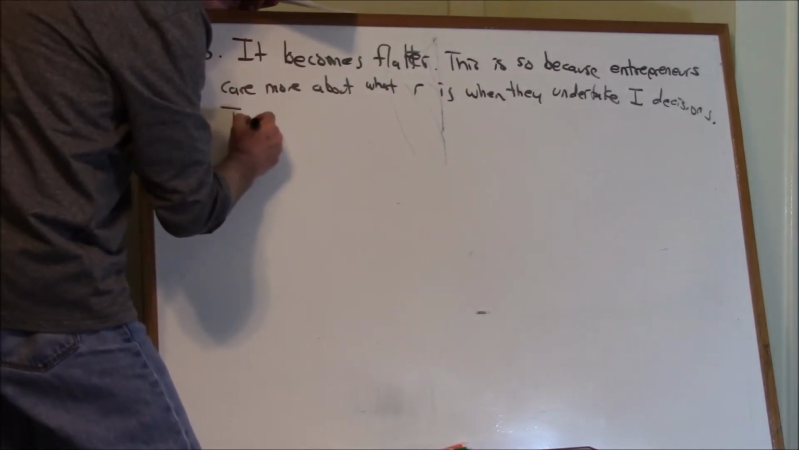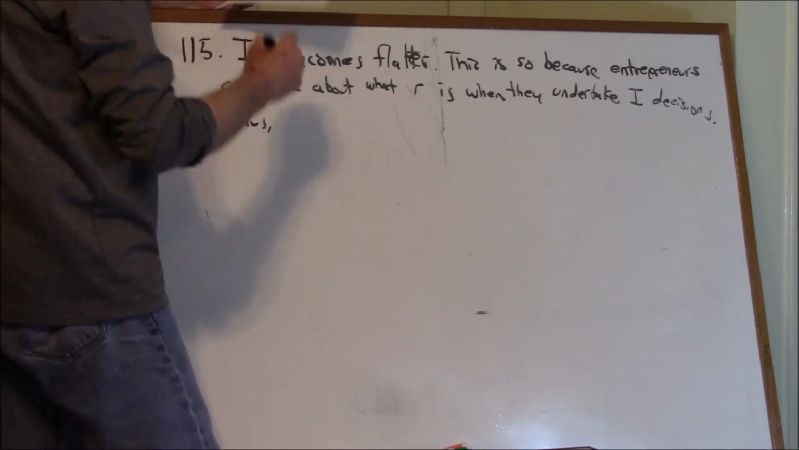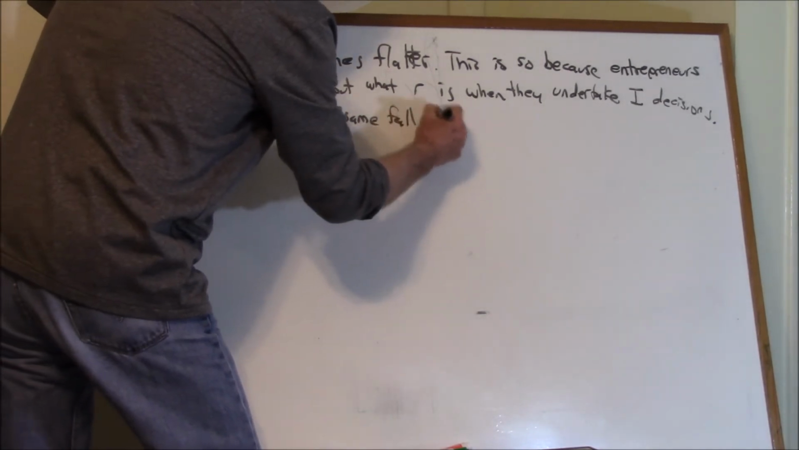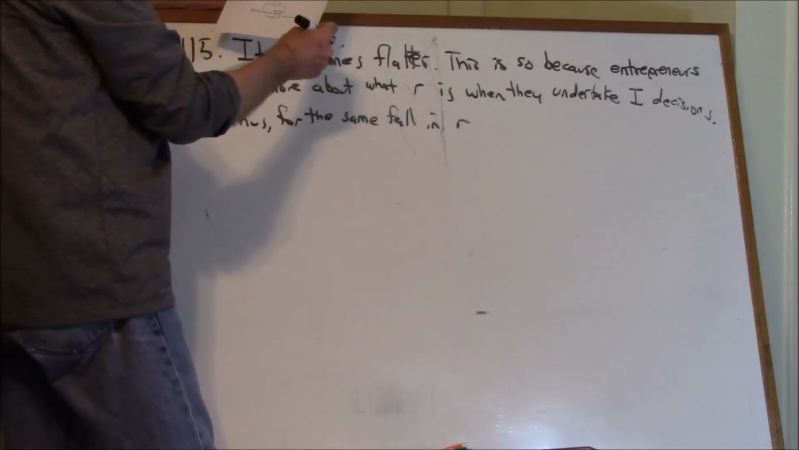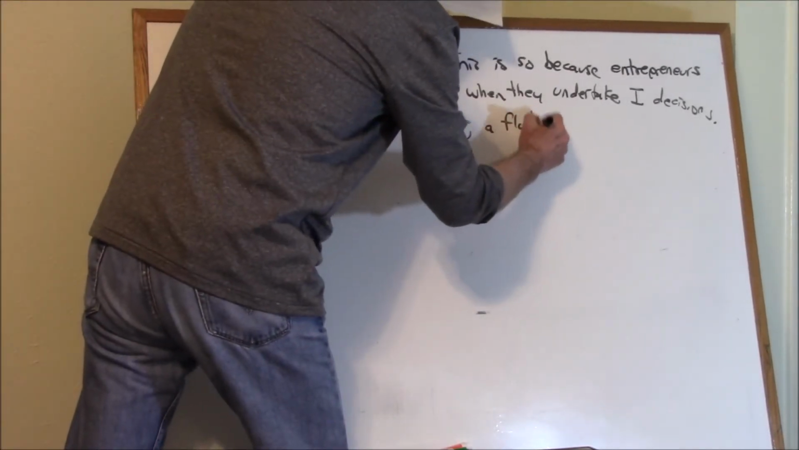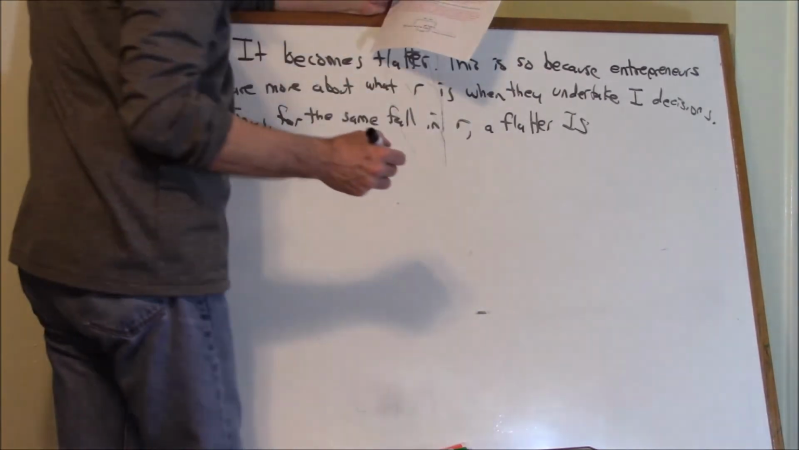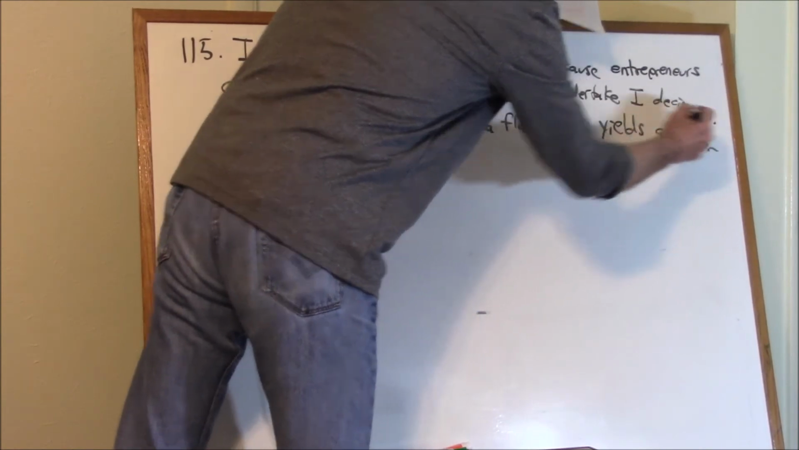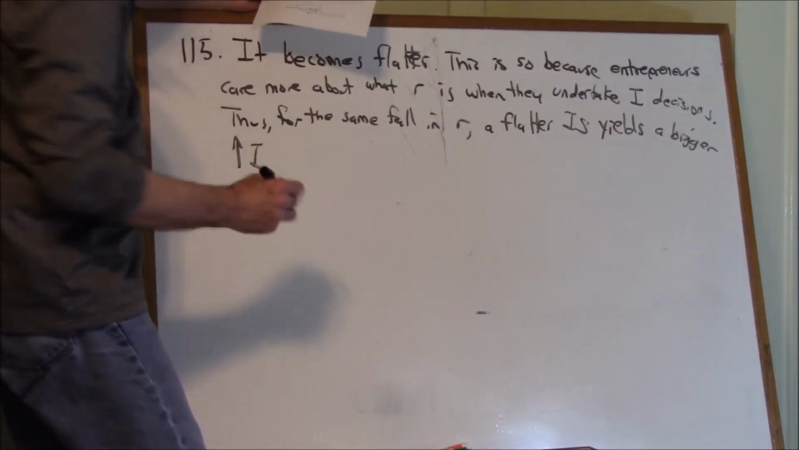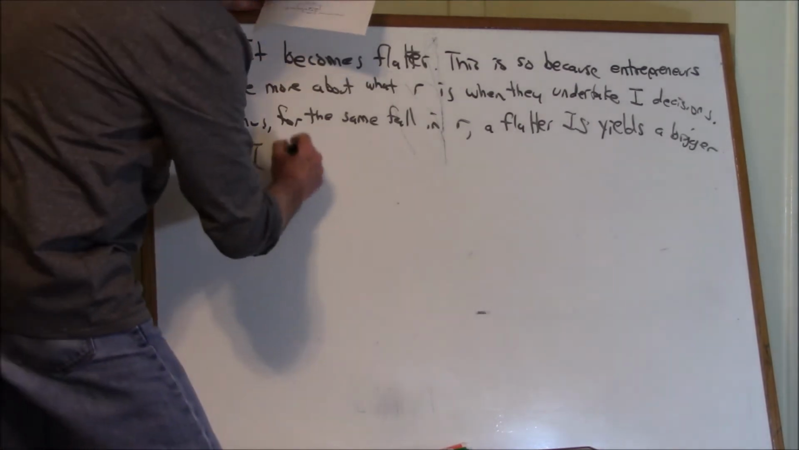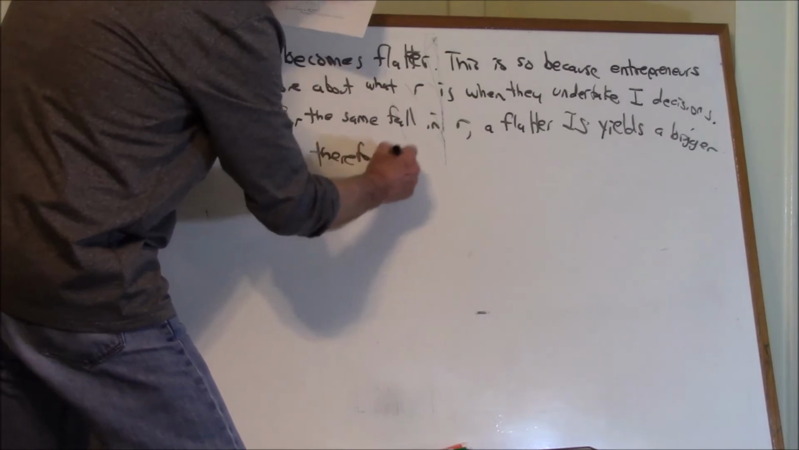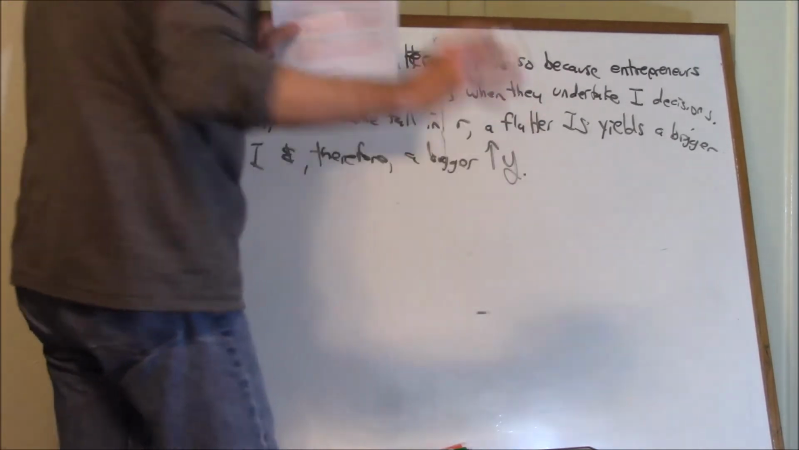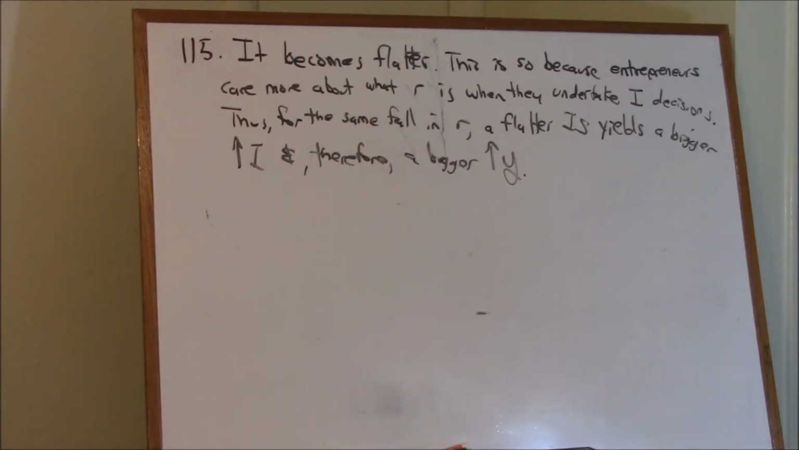Here's the last sentence. Thus, and this is what we just demonstrated on the graph, thus, for the same fall in R, in the interest rate, a flatter IS yields a bigger jump in investment, increase in I, and therefore a bigger increase in Y. That's the answer. We demonstrated that on the graph just a second ago.